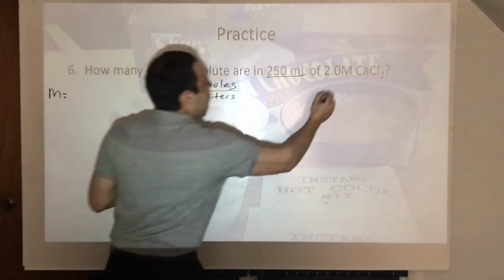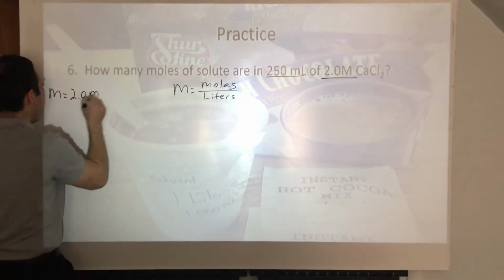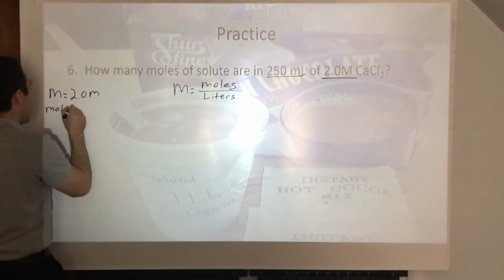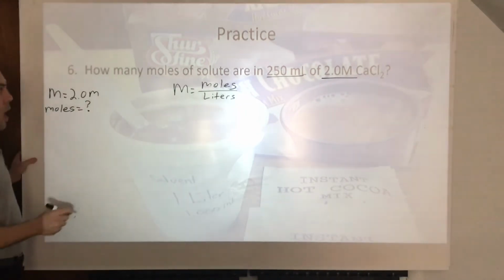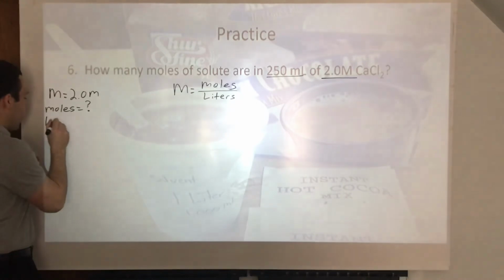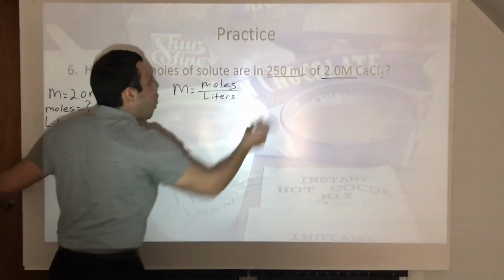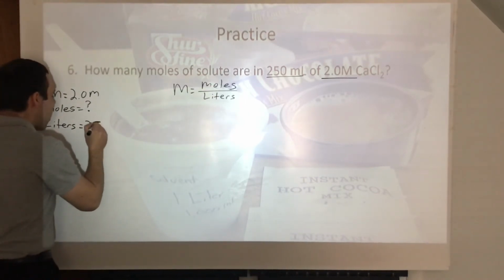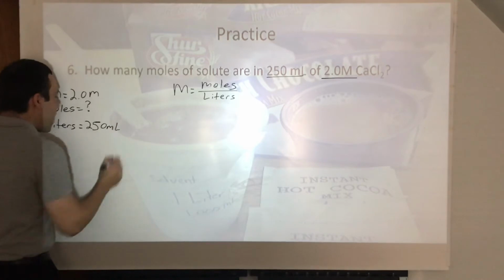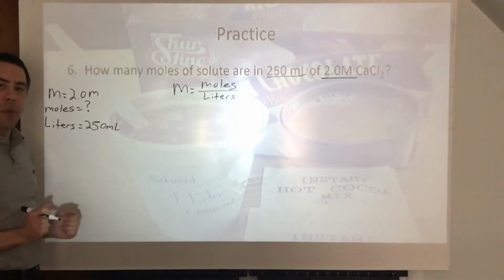Capital M we do know, 2.0 molar concentration. Moles is what we don't know, it's what we're trying to find, so we put a question mark. And for liters, we don't have liters either, but we do have 250 milliliters. So before we go any further, we have to convert from milliliters to liters. How do we do that?